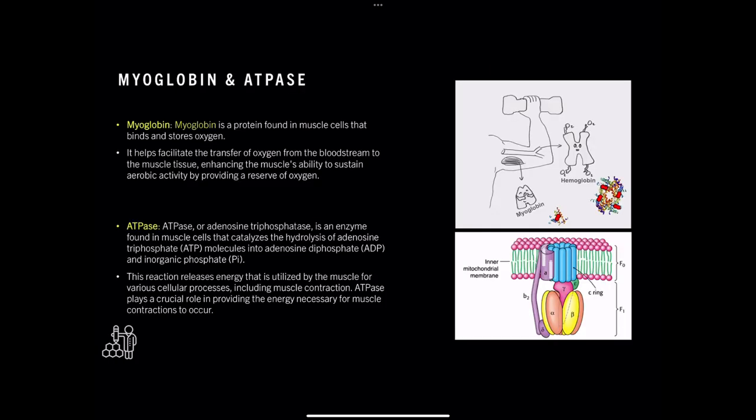So just to kind of talk about that myoglobin again, if you can see here, I have a muscle flexing. And you guys have probably heard of hemoglobin before, right? Hemoglobin is a protein inside of your blood. You can see the blood vessel right here. And you can see that hemoglobin binds oxygen. So there's four oxygen molecules on this protein.